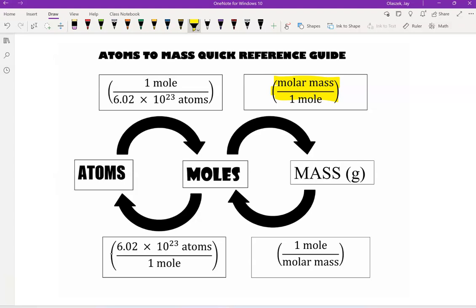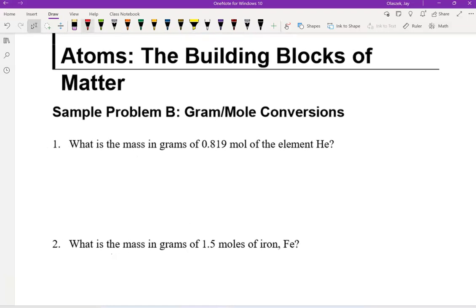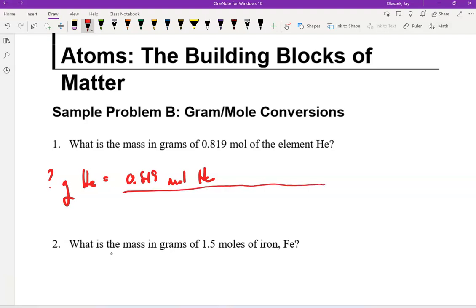By now you know how to use your periodic table to find molar mass, so I'm not going to do that part of it because you know where to look. So question number 1 is asking, what is the mass in grams of 0.819 moles of helium? Alright, pretty straightforward.